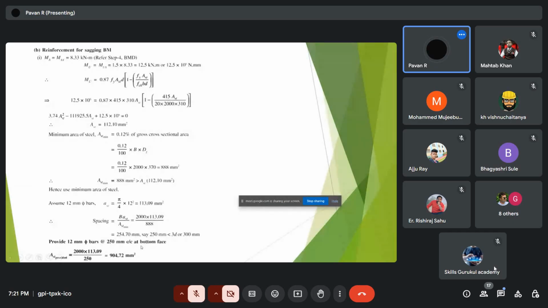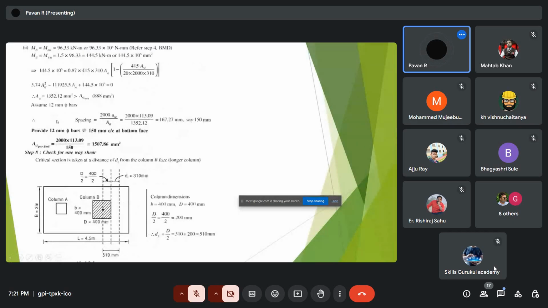the bottom face, and we should also provide the reinforcement along the longitudinal bars in the B column, under the B column. So there we have the bending moment as 96.33 kilonewton meter. So we should multiply it by 1.5. Then we get to the 144. We should substitute the same in this formula, and we should work out the AST.